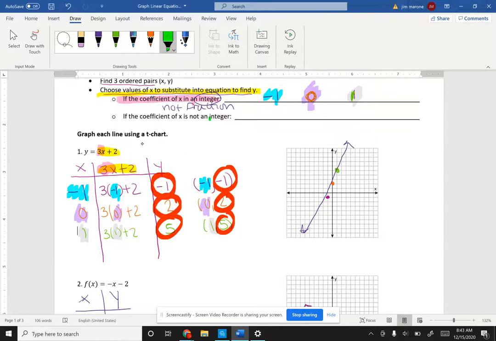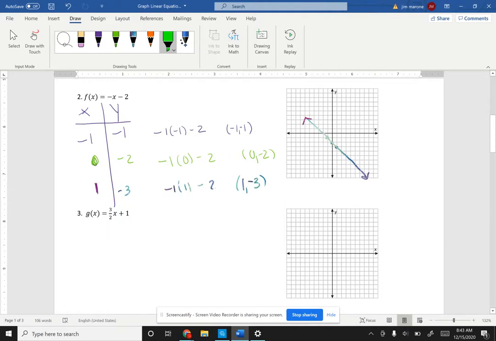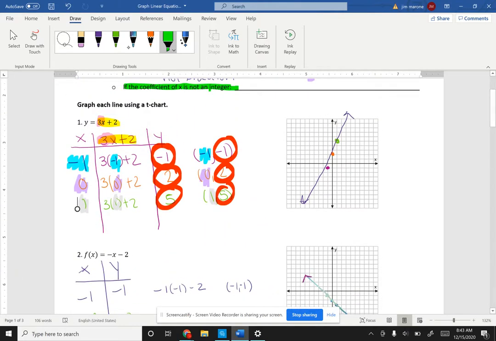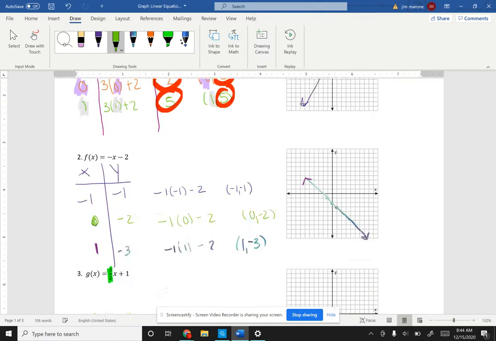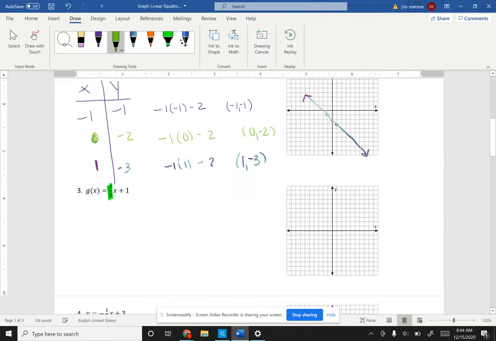Now we're going to look at if the coefficient of x is not an integer. So if it's not an integer, that means it's a fraction. And we're going to look at this fraction. So we have 3 halves.